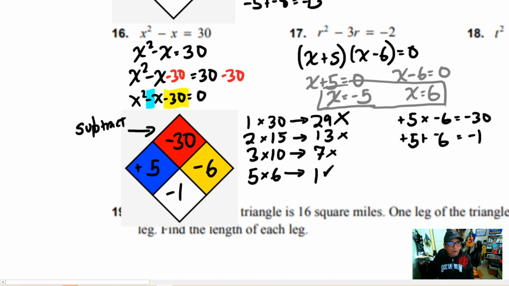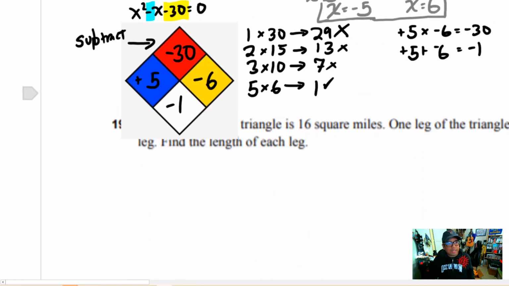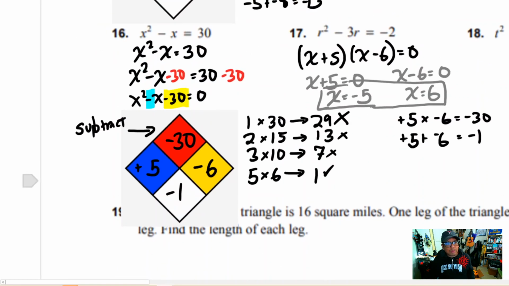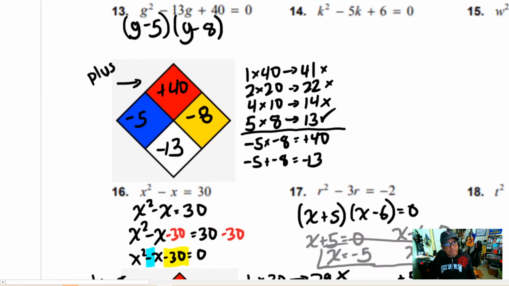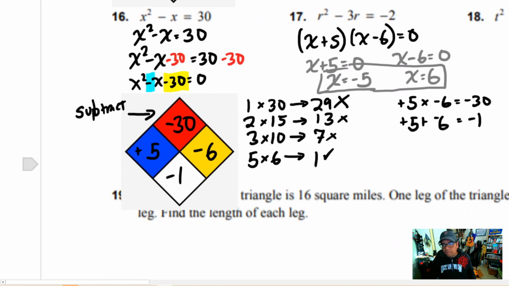So hopefully you guys are getting good with your diamond method, because it is the easier of the methods that we're going to look for. Okay, and this video is already about 25 minutes long, so we're going to have to cut it off here.